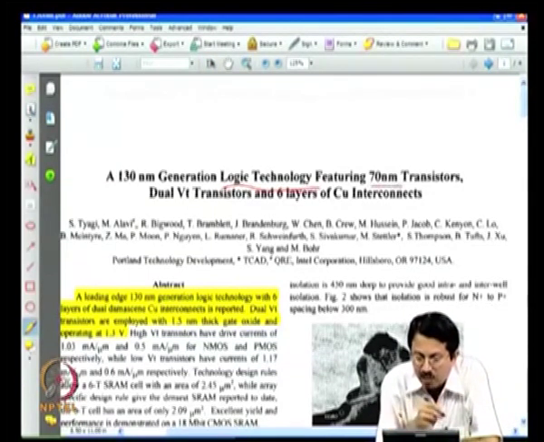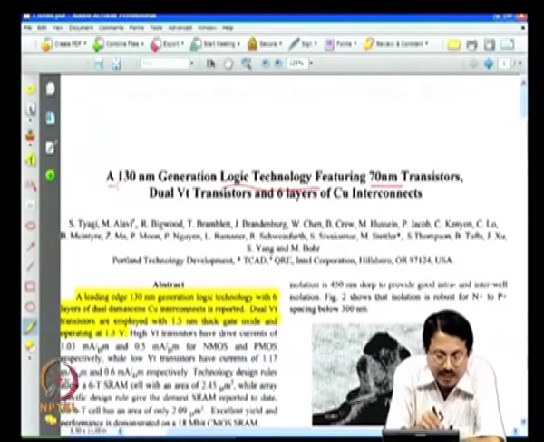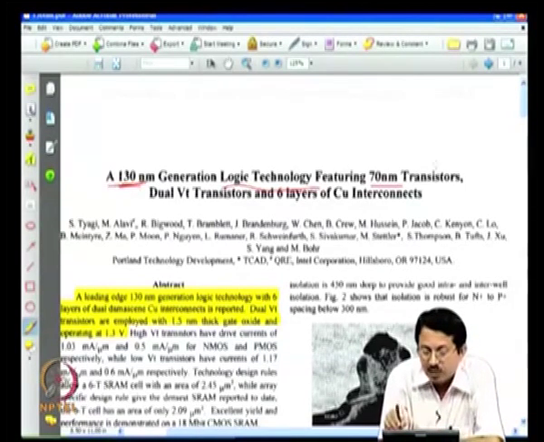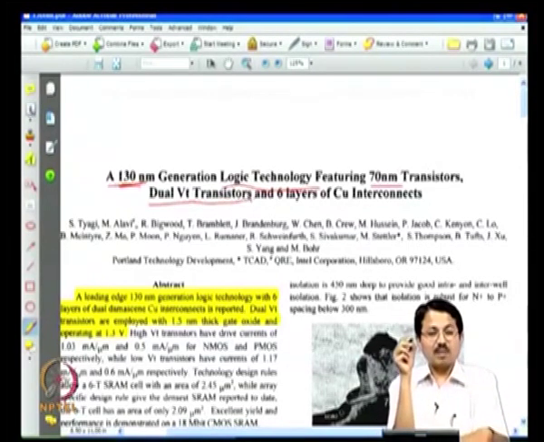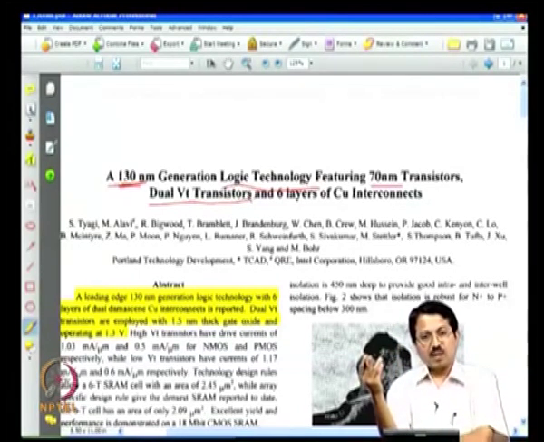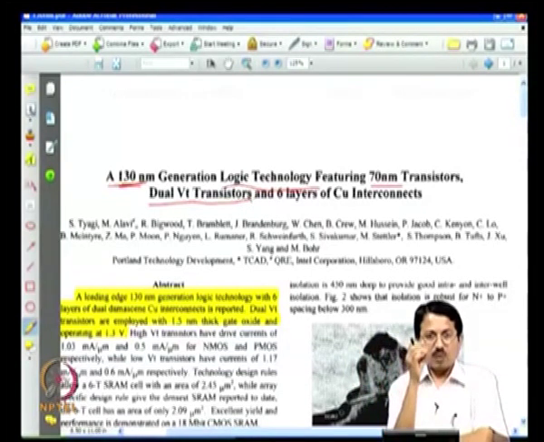Now, 70 nanometer transistors: although it is a 130 nanometer technology, you see the gate length is 70 nanometer. They have dual VT transistors. Remember something that we discussed? There is a leakage power problem; you need to make sure that you minimize the leakage power, and at the same time you need high performance. So what do you do? It turns out there are only a few critical parts in any complicated chip.